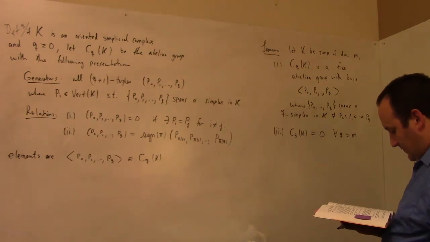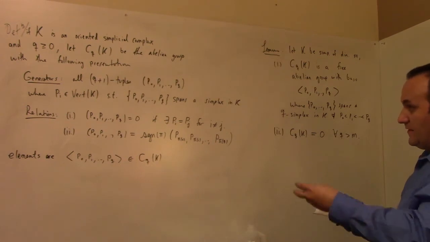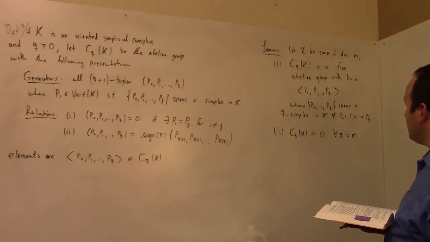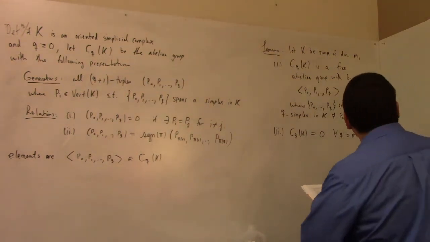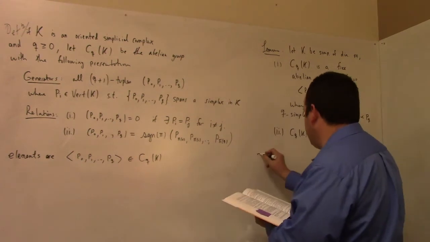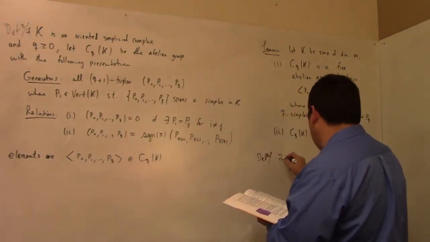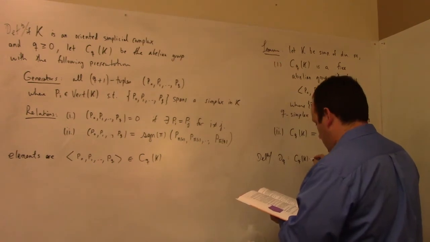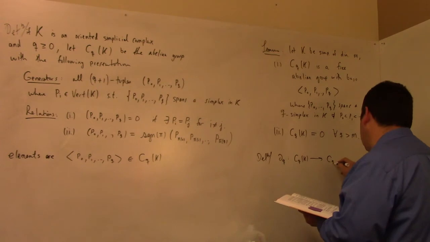He basically forms a basis that's built around using the ordering, which is given, strings things together, and is able to argue that that's a free abelian group with that basis. Let me get to the punchline here. So definition, we can define partial Q, which is a mapping from C_Q(K) to C_{Q-1}(K).